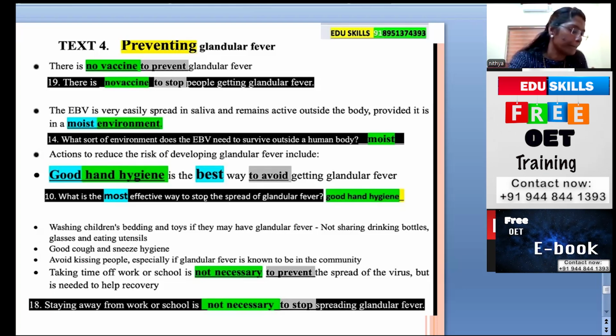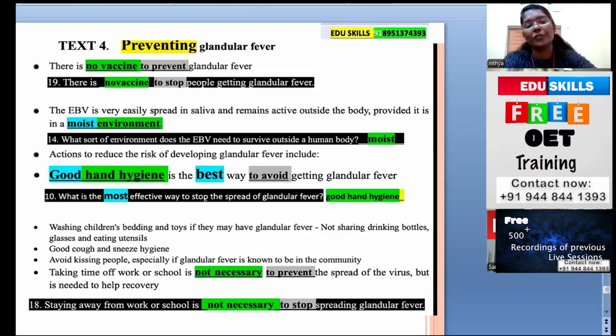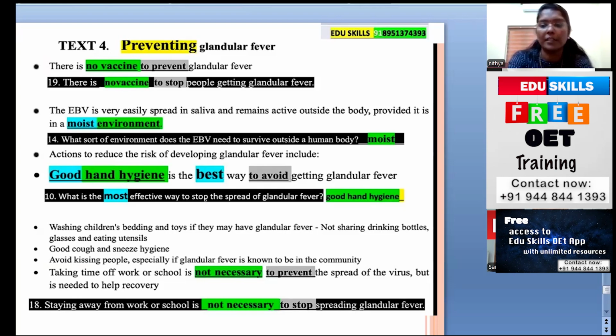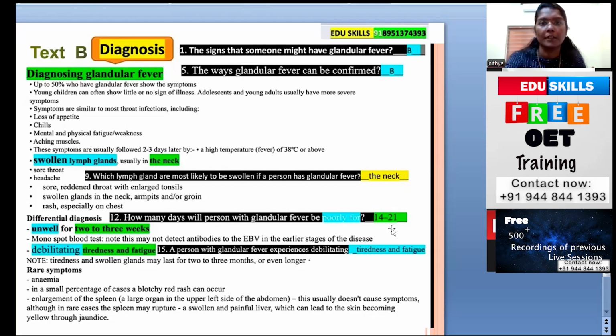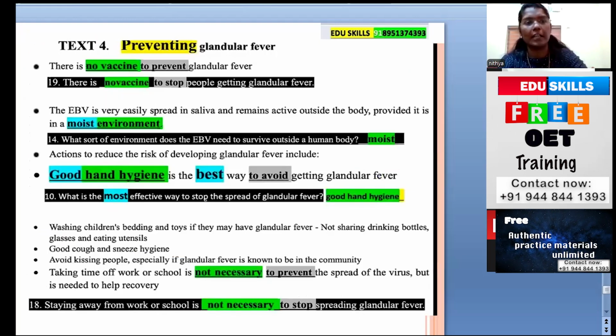Then 19th question: there is dash to stop people getting glandular fever. Because of the negative expression, we have already underlined no vaccine. So our answer is no vaccine. We have to write no vaccine. Okay, thank you. I hope all of you understood about the glandular fever.